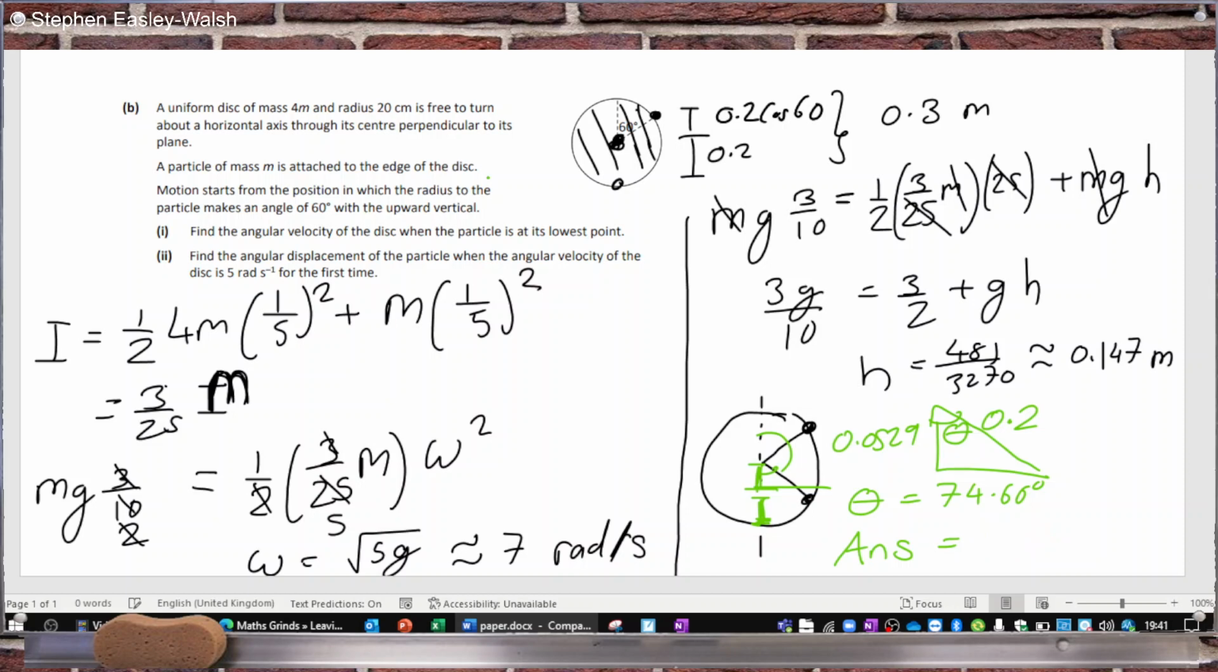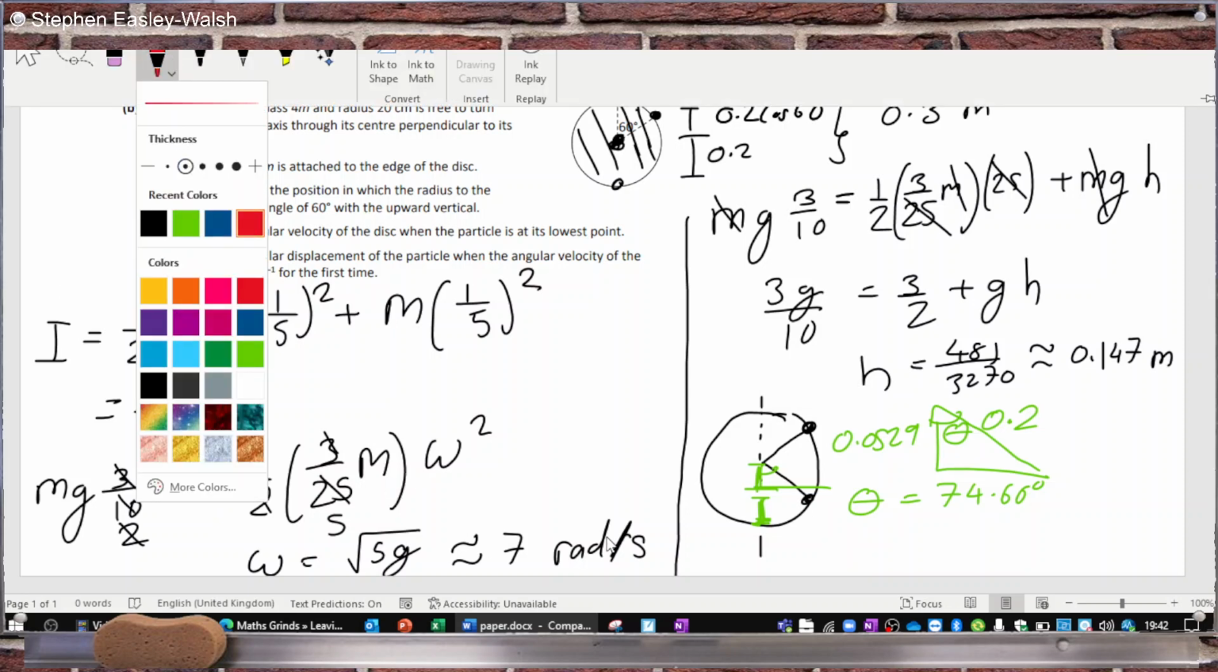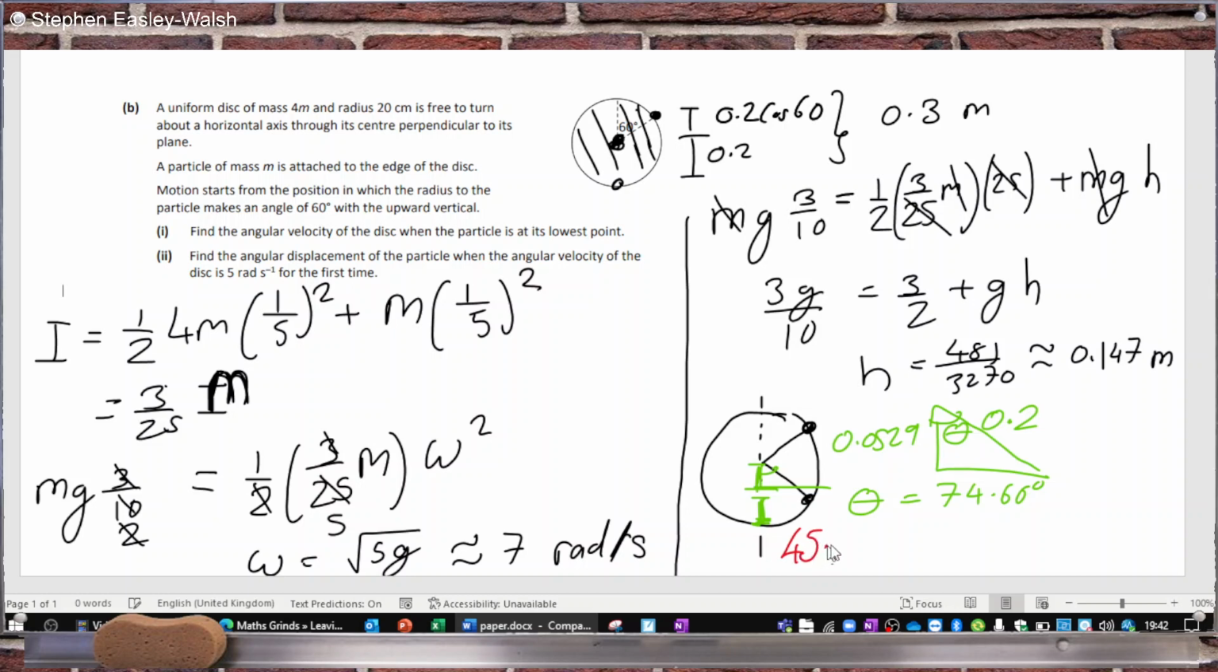Oh, okay. So I should say as my answer 45.34 degrees clockwise. That's how much it's been displaced. Angular displacement is 45 degrees from where it started. And at this position here, it will have an angular velocity of 5 radians a second. So I wonder if they did that on purpose. I wonder if that was just to see who was fully concentrating.